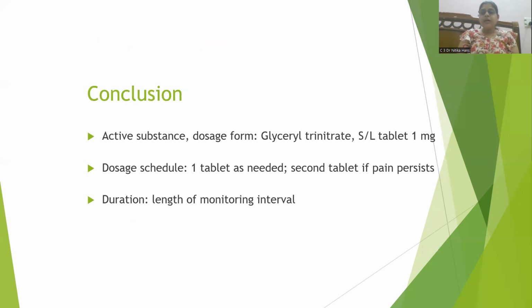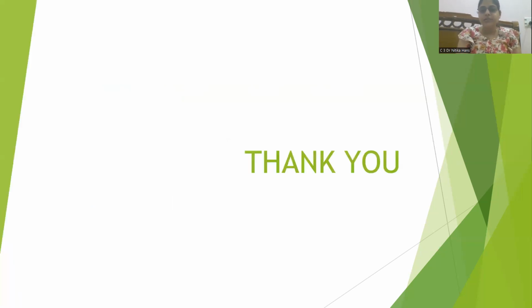Conclusion: the active substance and dosage form is glyceryl trinitrate sublingual tablet, 1 milligram. One tablet can be given as needed. That is the dose schedule, with a second tablet if pain persists. The duration is the length of the monitoring interval. So that's all for P-drug exercise 2 on the acute attack of angina.